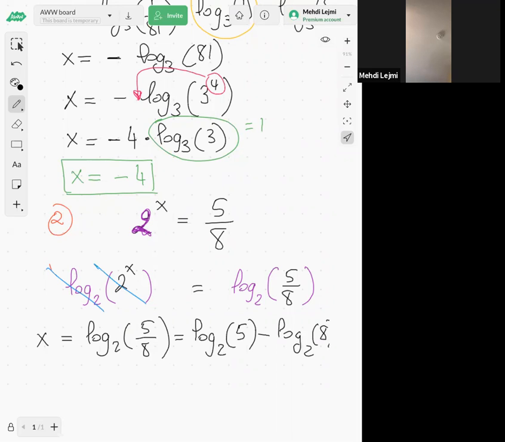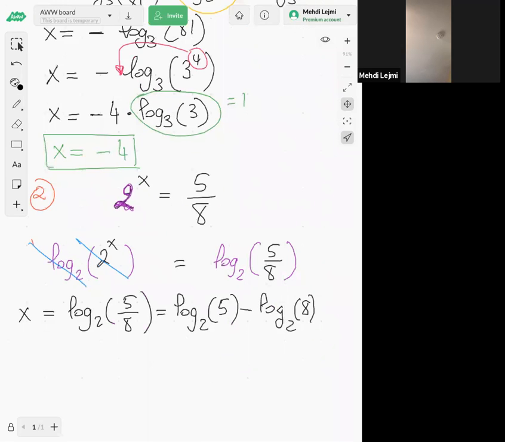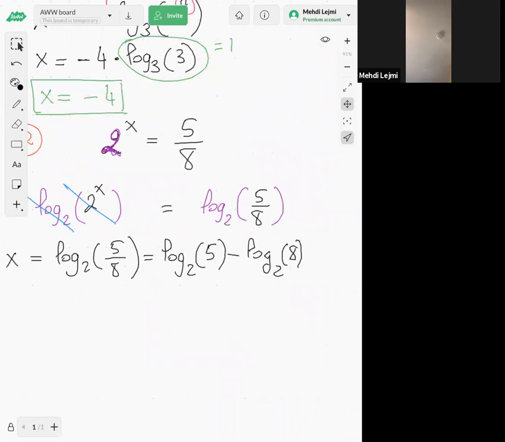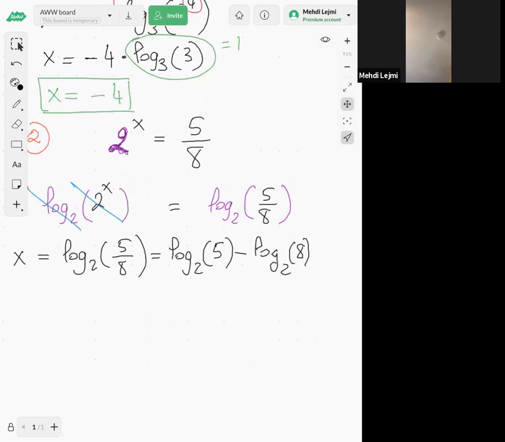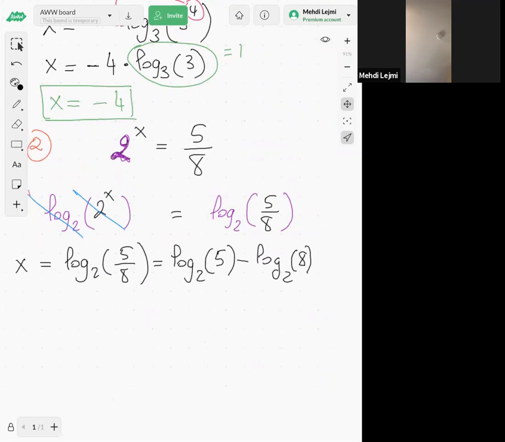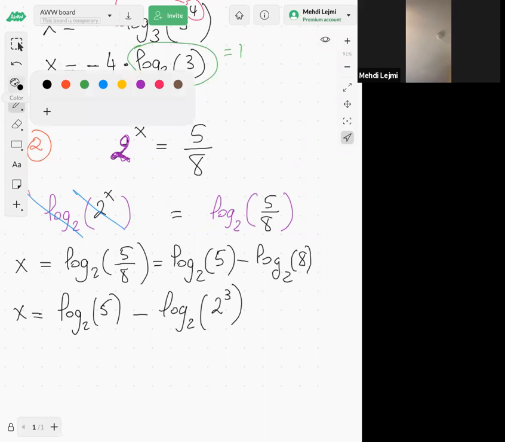You cannot really write 5 as a power of 2, but you can write 8 as a power of 2. 8 would be 2 cubed. So then your x would be log in base 2 of 5 minus log in base 2 of 2 cubed. So then you can move this 3 in front of the log.